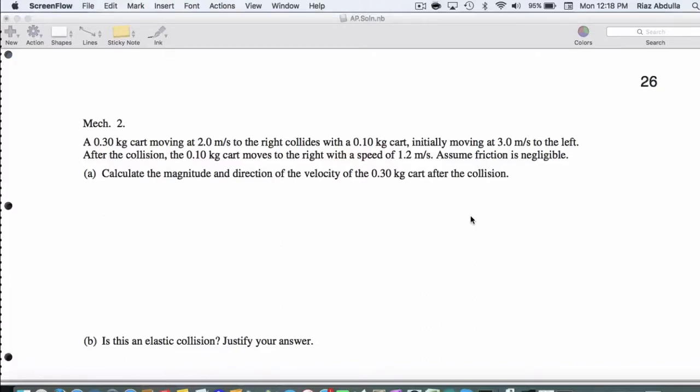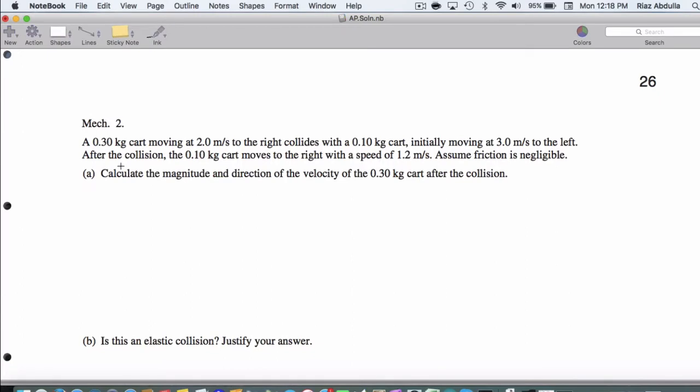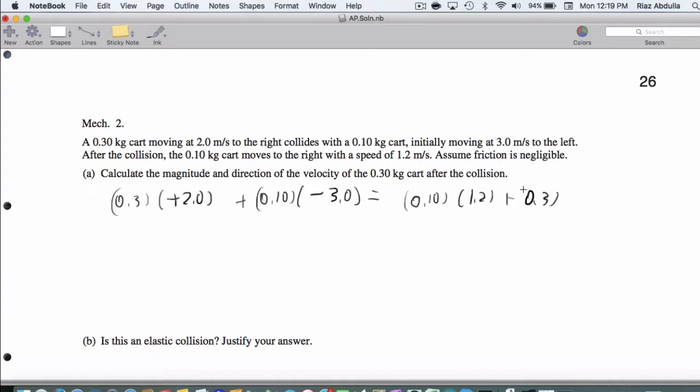All right, free response question number 2. We have a collision question. So I'm just going to do this with numbers the way y'all did. 0.3, moving to the right, make that a positive 2.0, collides with the cart, 0.10, moving to the left, make that a negative 3.0, equals 0.10, moving to the right at 1.2, plus 0.3, moving at some speed that we do not know.